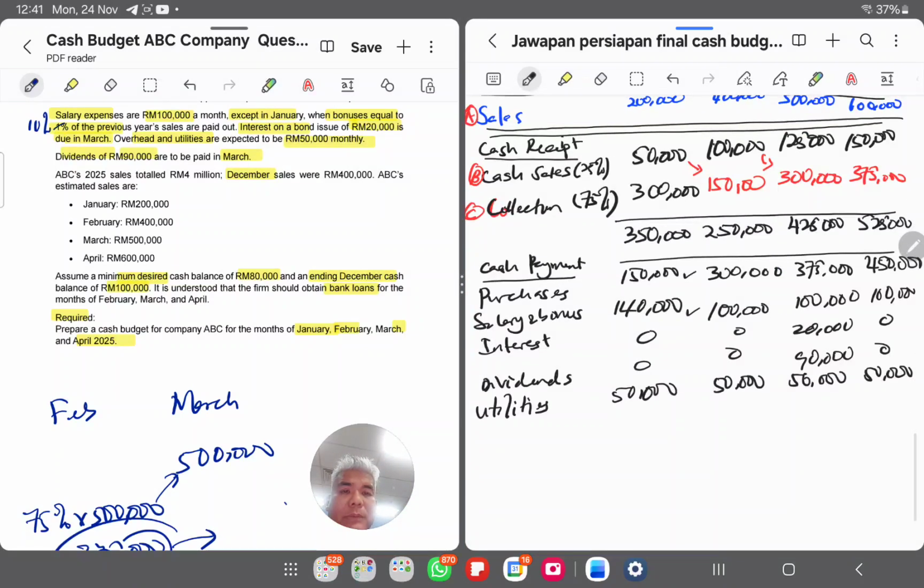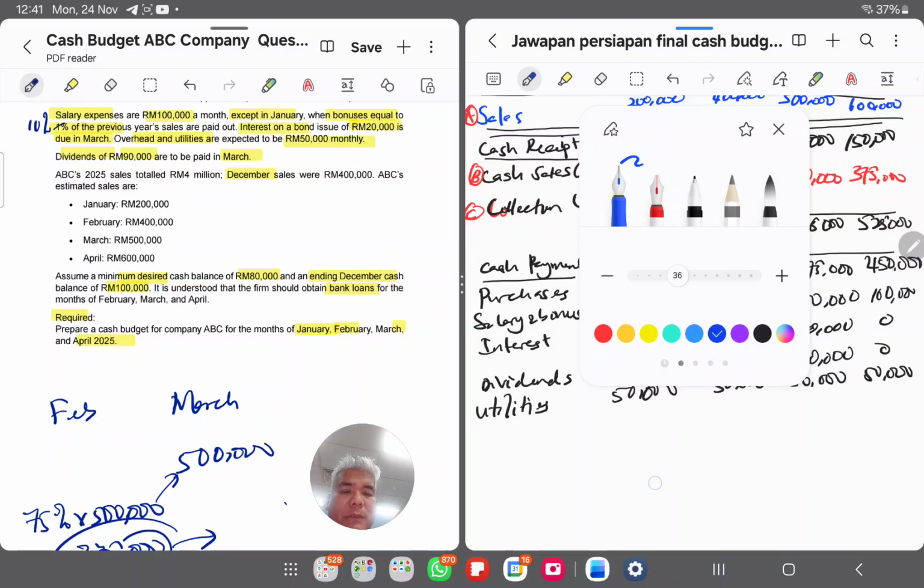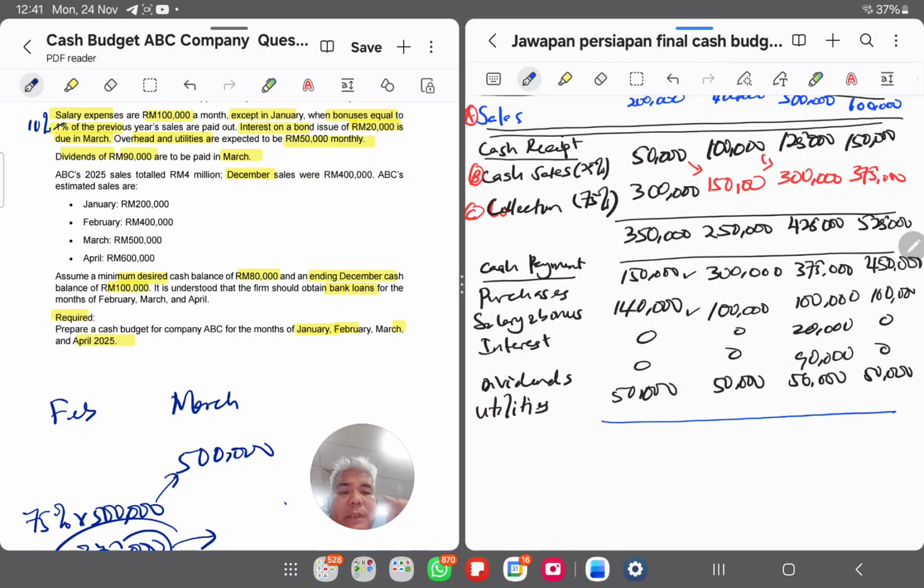Okay, then you change color to blue. Then you just total it up, and the 150 and 50 is 340,000, and then here is 450,000. You just add here, then you get the 635,000, and this is 600,000. This is total cash payment, TCP. And then net cash flow.